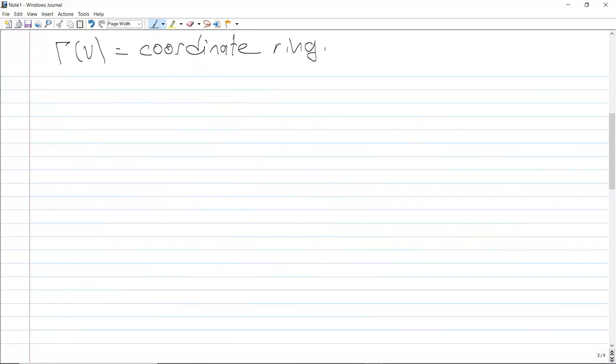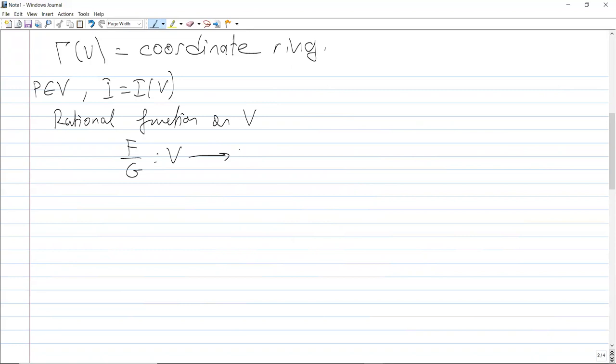So now let P be a point in the algebraic variety, and let I be the ideal of V. Remember, a rational function on V is sort of a quotient of two polynomials, f over g, from V to K. This may not be defined at every point, but these are polynomials, so we just restrict these polynomials to V. These are rational functions.